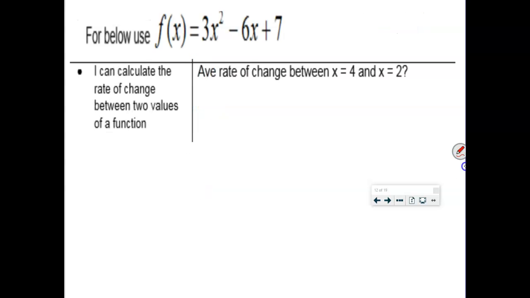Average rate of change. If you have never done your homework, you probably don't remember what this means. Can you help your friends remind what average rate of change is synonymous with?